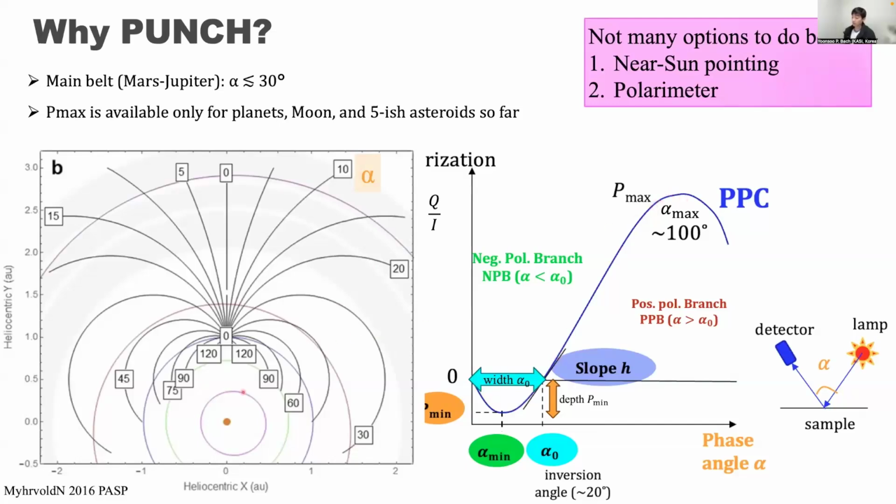For the asteroids that come close to the sun, then we can obtain that high phase angle data. But the problem is they are close to the sun. So the two very important limiting factors are that first, we have to have an observatory that allows us to point very near the sun. And secondly, that observatory has to have a polarimeter.